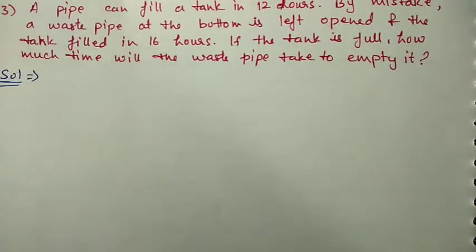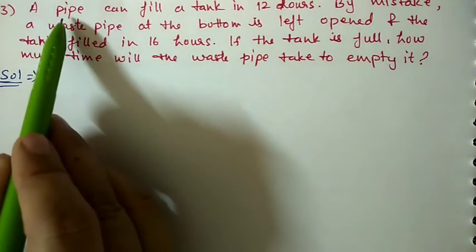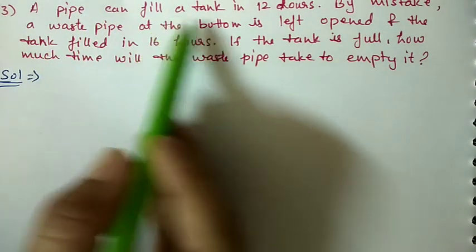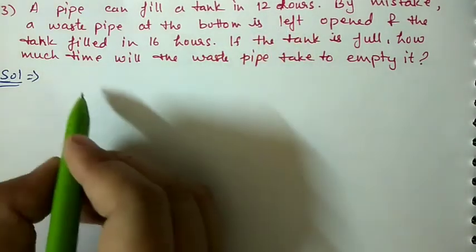Next, question number 13. A pipe can fill a tank in 12 hours. By mistake, a waste pipe at the bottom is left open and the tank is filled in 16 hours. If the tank is full, how much time will the waste pipe take to empty the tank? So in this question we have two taps. One is a filling tap and another one is a waste pipe. So first they have given that when we fill the tank, it is taking 12 hours.